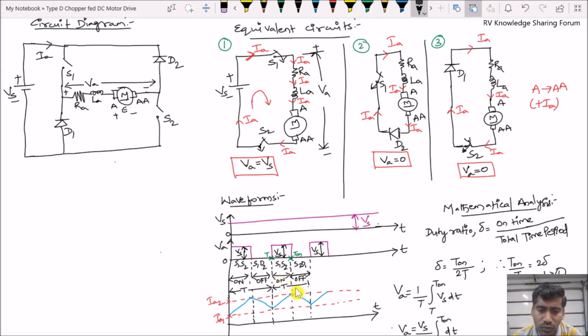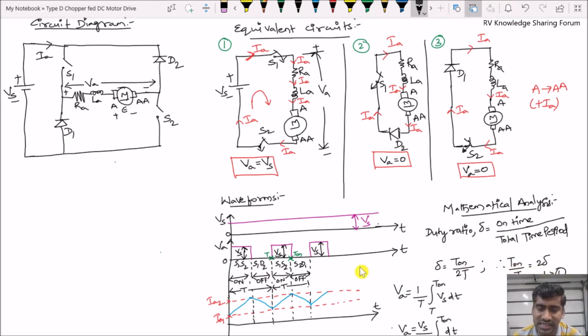So to complete one full cycle, it is of 2T. For one cycle, the total time period is 2T. Therefore the duty ratio delta is equal to T on by 2T, from which we can get T on by T is equal to 2 delta, which is represented as equation 1.